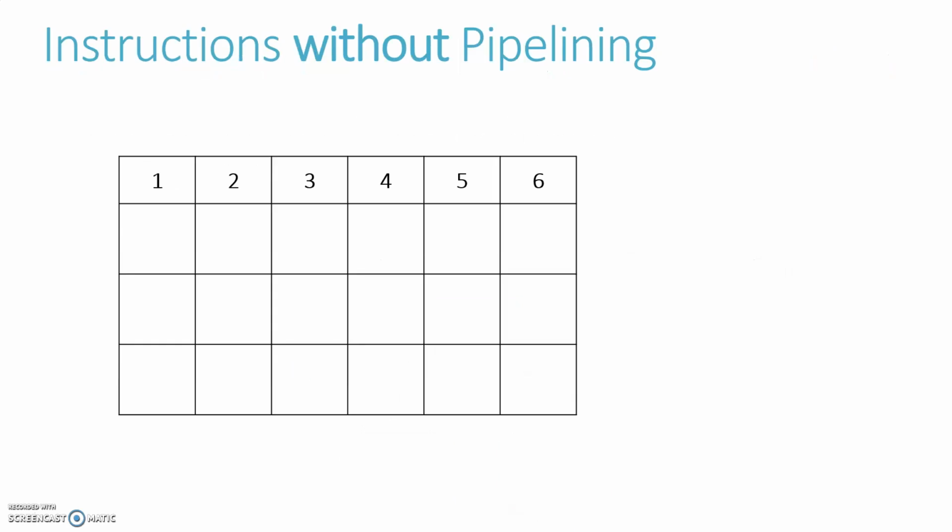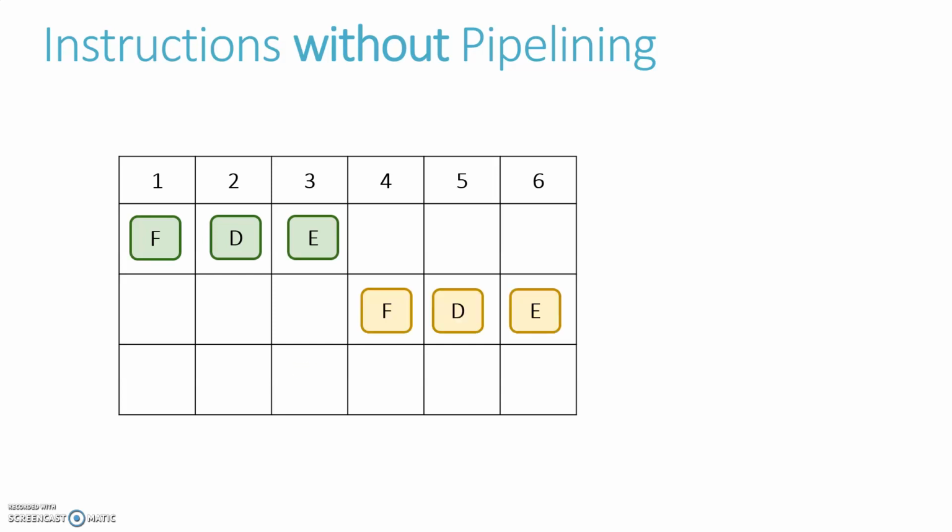Inside a computer system, if we were going to run instructions without pipelining, imagine this table symbolizes 6 clock cycles. We would fetch, decode, execute, fetch, decode, execute. So to run those 2 instructions, it's taken us a total of 6 cycles.